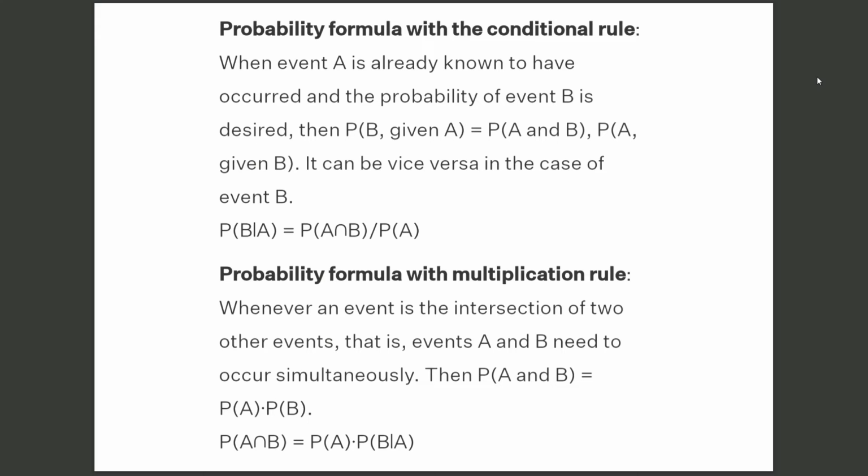Probability formula with the multiplication rule. Whenever an event is the intersection of two other events, that is, events A and B need to occur simultaneously, then P(A and B) = P(A) times P(B). P(A intersection B) = P(A) times P(B given A).